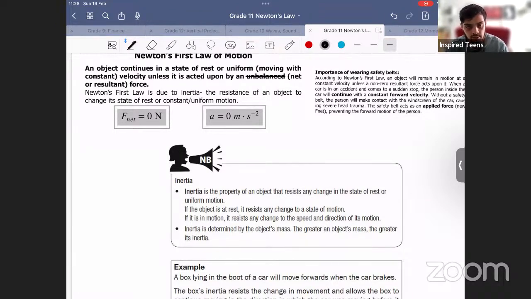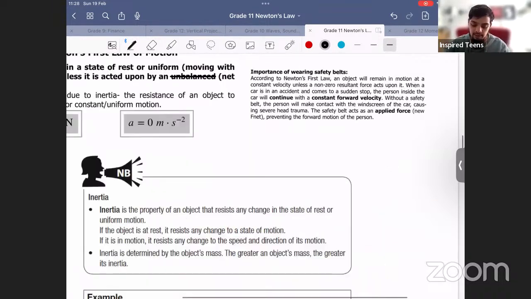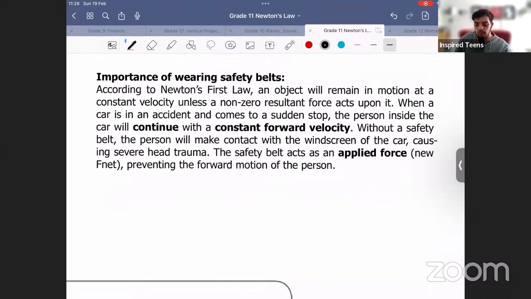We're going to actually do a little bit of theory on Newton's second law and come back to first law. The importance of wearing safety belts, this is Newton's first law. According to Newton's first law, an object will remain in motion at a constant velocity unless a non-zero resultant force acts upon it. When a car is in an accident and comes to a sudden stop, the person inside the car will continue with a constant forward velocity. Without a safety belt, the person will make contact with the windscreen of the car, causing severe head trauma. The seat belt acts as an applied force, preventing the forward motion of a person.